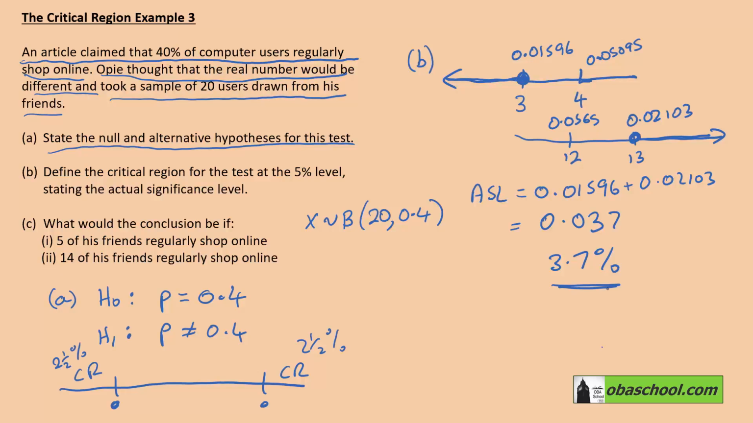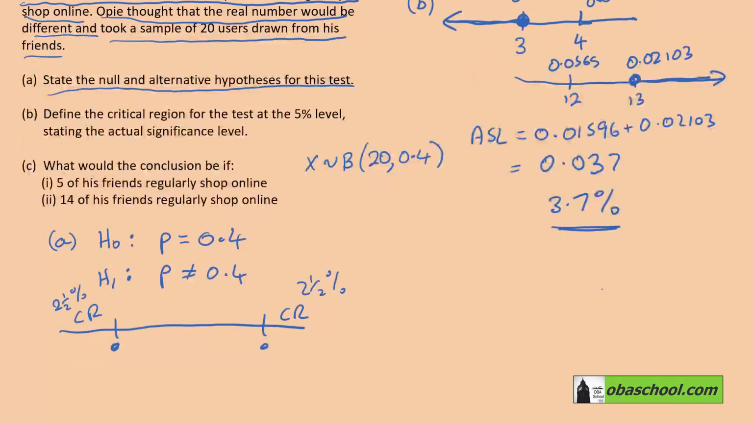Part C gives us some outcomes. What would his conclusion be if 5 of the friends, well, 5 is over here. 5 is in the acceptance region. So for part 1, we would just simply accept H0. We're in the acceptance region.